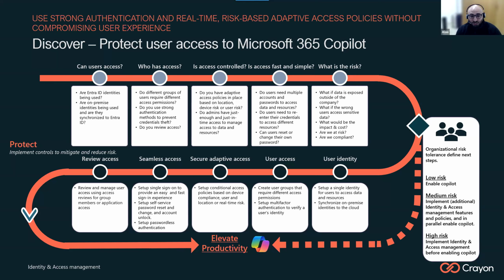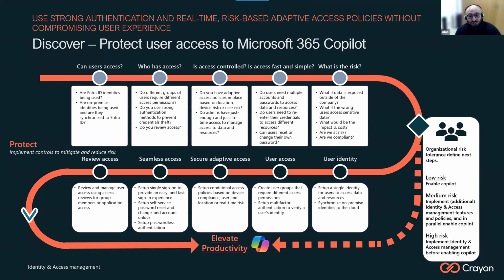Second step is we need to manage user access. This involves organizing users into groups based on their roles to manage permissions efficiently, and setting up multi-factor authentication to have an extra layer of security and provide multiple verification methods.